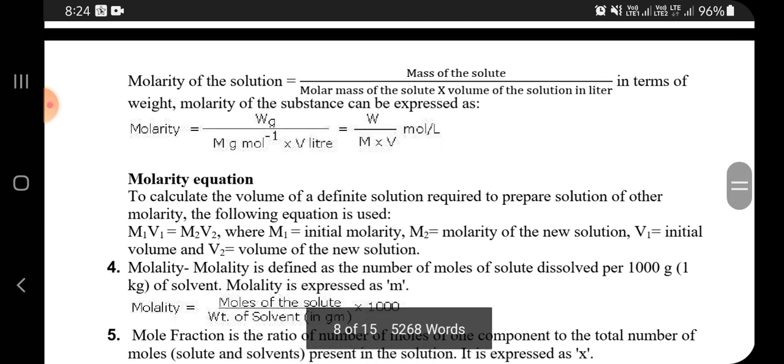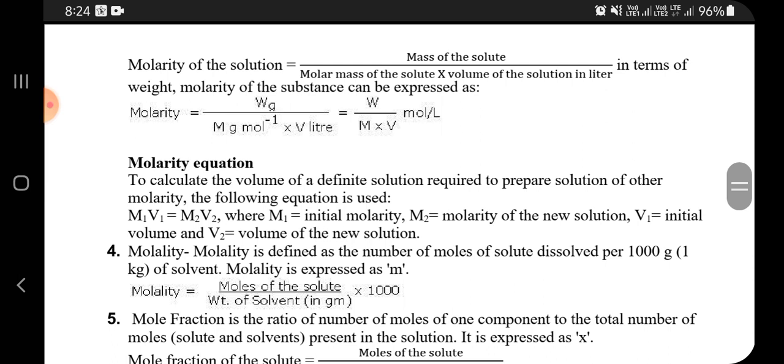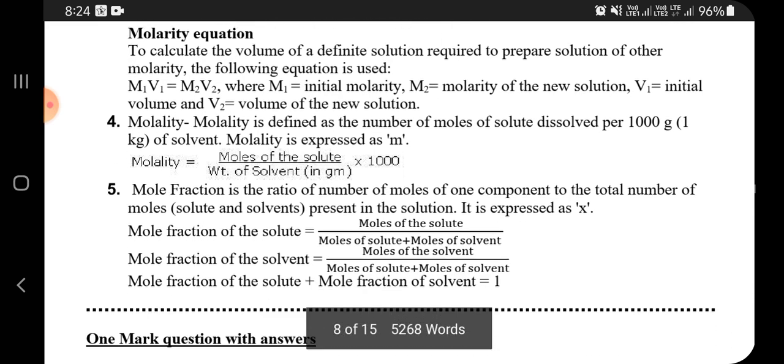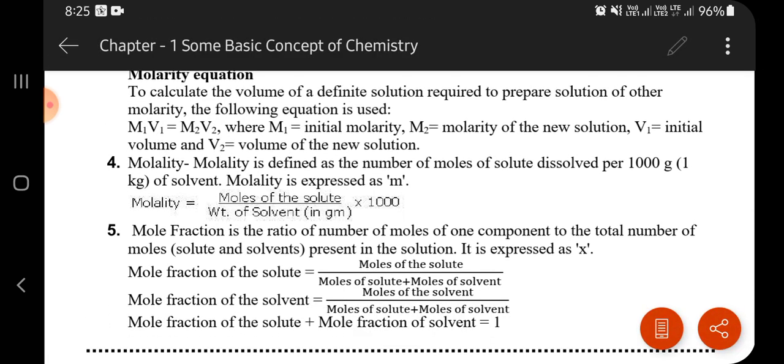Then the molarity of a solution is equal to the mass of the solute upon molar mass of the solute into volume of the solution in liters. Then the molarity equation, to calculate the volume of a definite solution required to prepare a solution of other molarity, is M1V1 equals M2V2. Molality is defined as the number of moles of solute dissolved per 1000 grams of solvent. Mole fraction is the ratio of the number of moles of one compound to the total number of moles present in the solution.